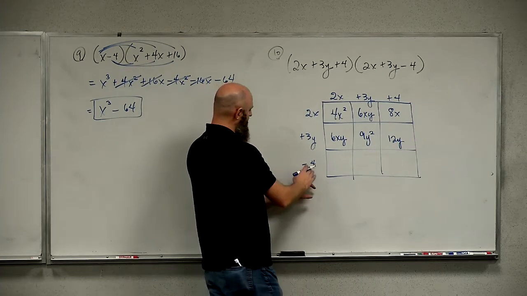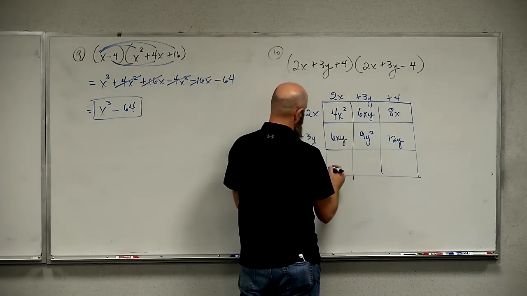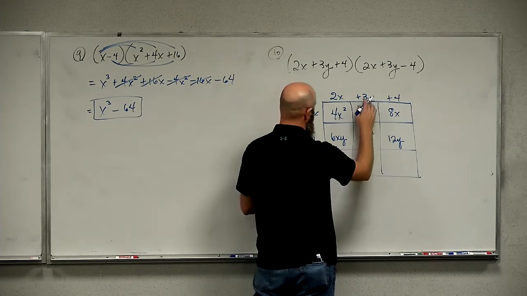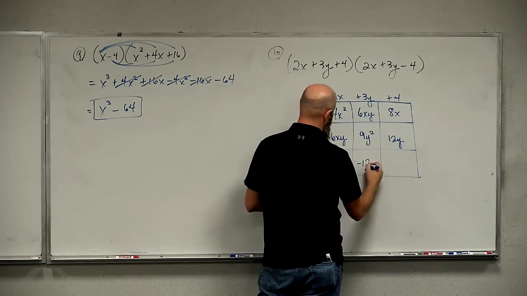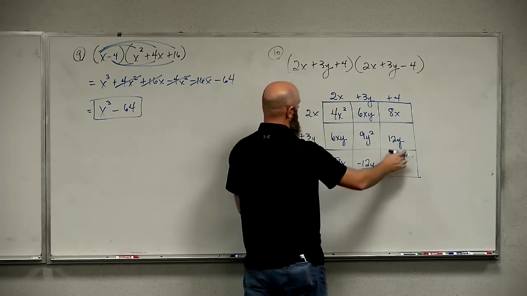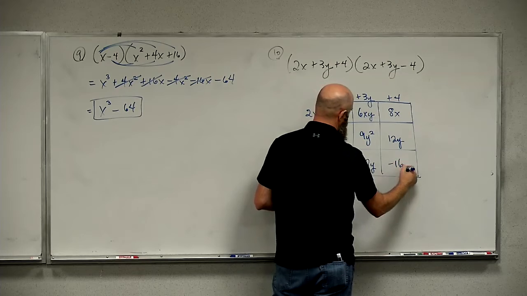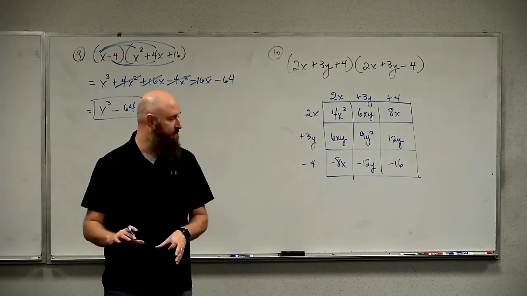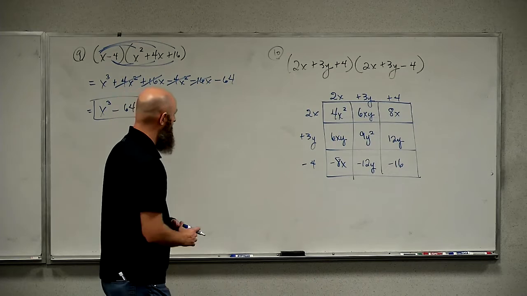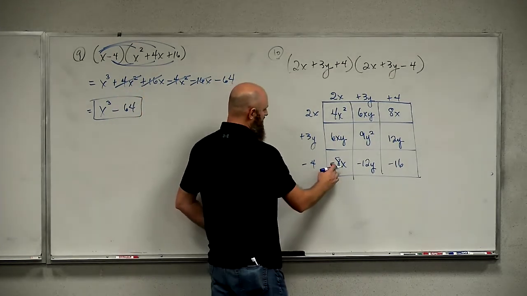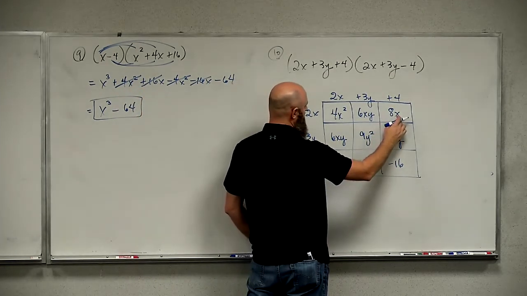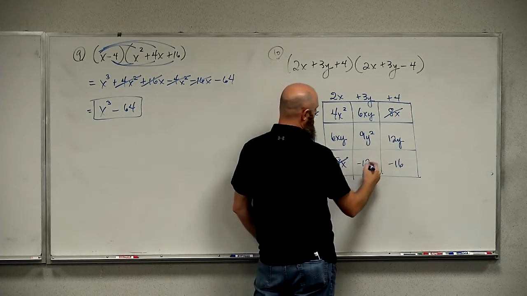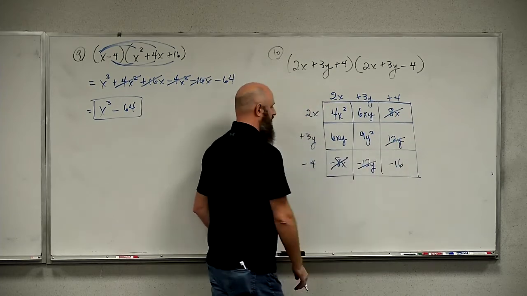And then finally move to the last one. So negative 4 times 2x is a negative 8x. Negative 4 times 3y is a negative 12y. And negative 4 times positive 4 is a negative 16. So now we just need to put all of that together, okay? Now I see a negative 8x and a positive 8x. Those kill each other. Negative 12y and a positive 12y, those kill each other.